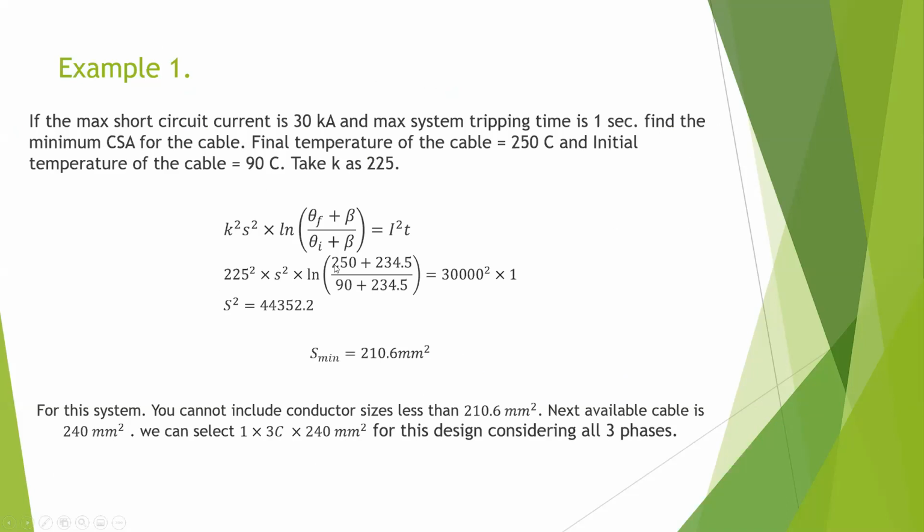After finding the minimum cross-section area, we are going to see the tables in IEC 60502, and find out what is the next available cable for this design. I said we like multi-core cable for this design. So the next cable available for this design is 240 millimeter square. So we are going to take a 3-core 240 millimeter square cable to design this system. That is how we are going to select the minimum cross-section area for a distribution circuit.